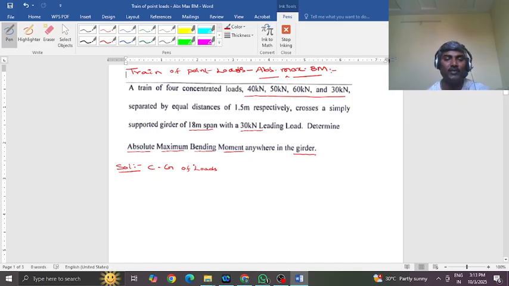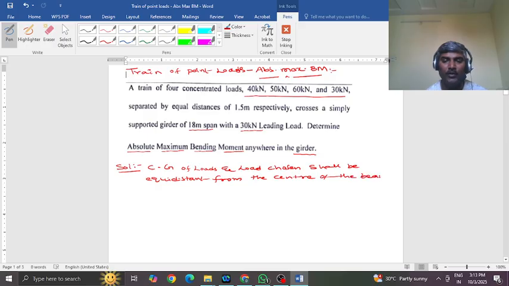This is the condition. The CG of loads and the load chosen, obviously the closest one to the CG, these two shall be equidistant from the center of the beam or the girder. So this is the condition.